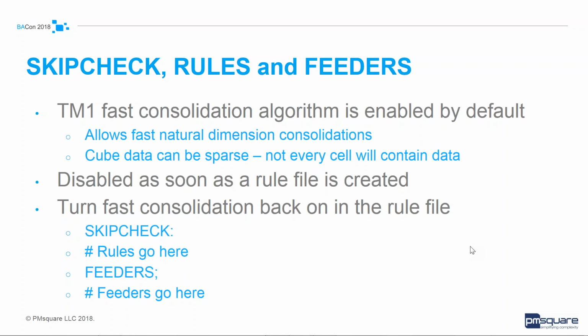Skip check doesn't care anything about a rule unless a feeder indicates that a cell is the target of a rule. A feeder puts a marker or flag in a rule-driven cell so that skip check knows a cell contains a value. Since skip check is turned off when a rule file is created, you'll want to turn the Consolidation Engine back on by adding the skip check function at the beginning of the rule.